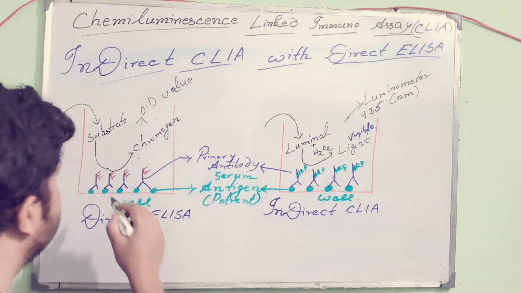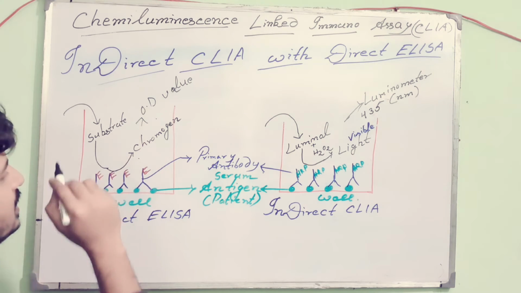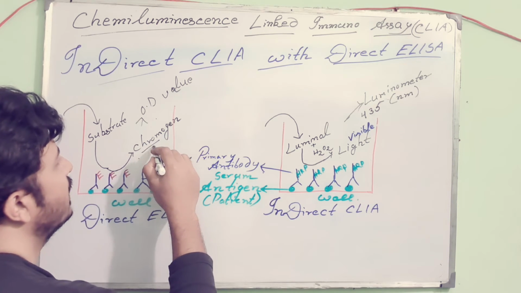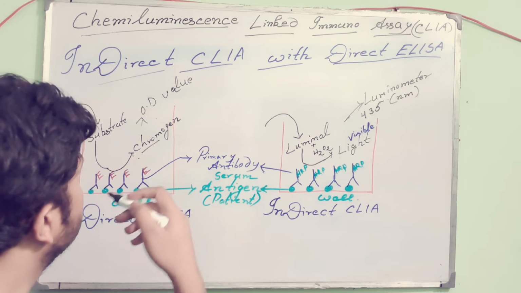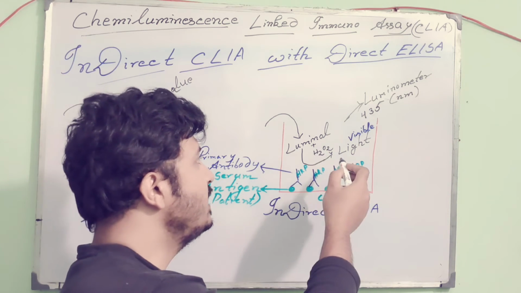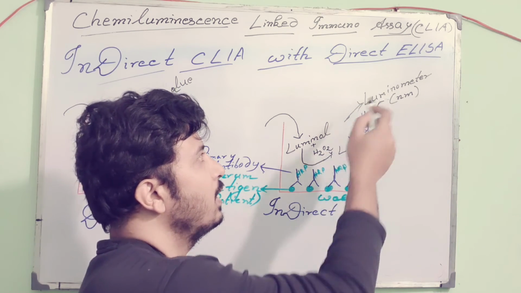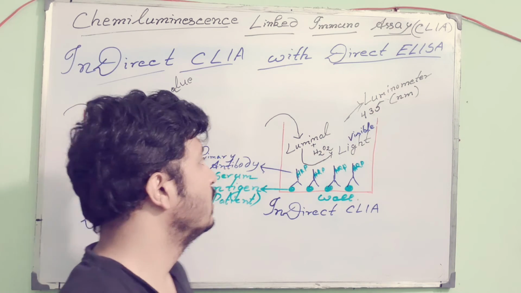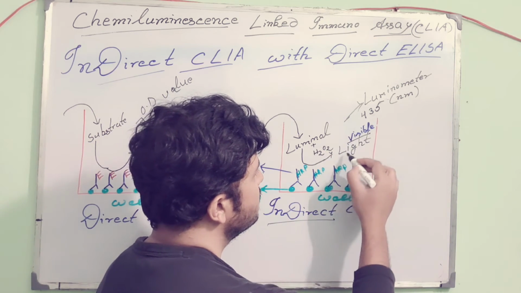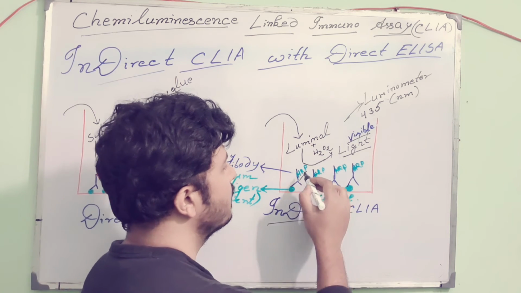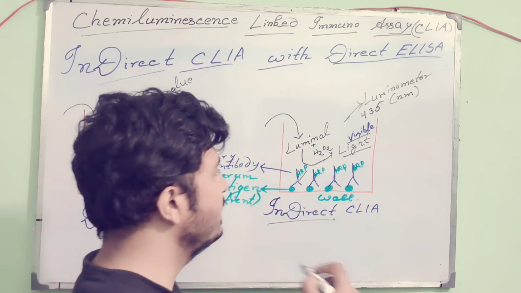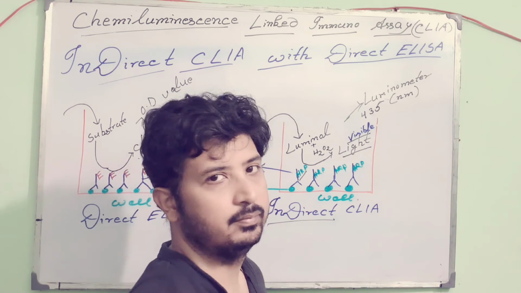Here HRP was working with a substrate, suppose TMB, tetramethylbenzidine, which will produce a chromogen, that is a blue color maybe, measured by OD value. But here the light is produced and detected by the luminometer. That is the difference. Indirect means we are producing the visible light with the help of HRP, or the enzyme. You can use alkaline phosphatase also. That is why it is called indirect CLIA.